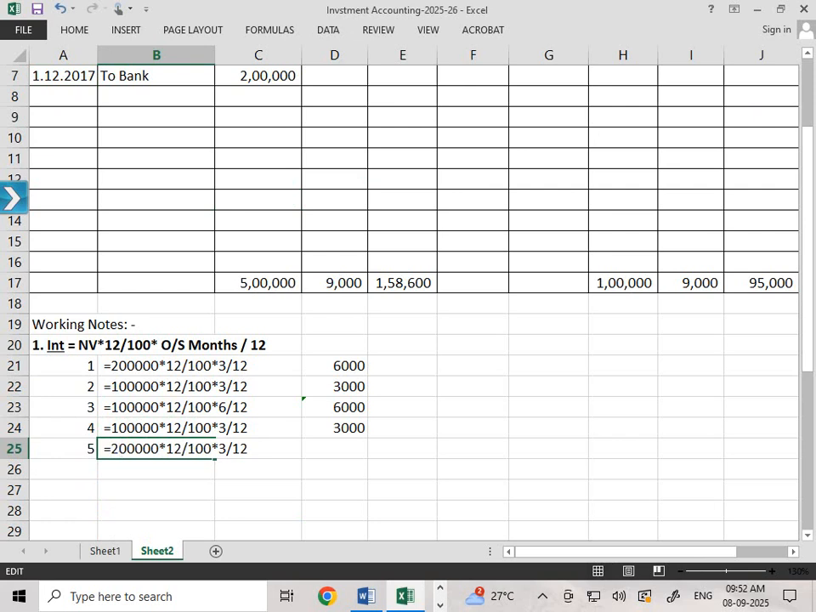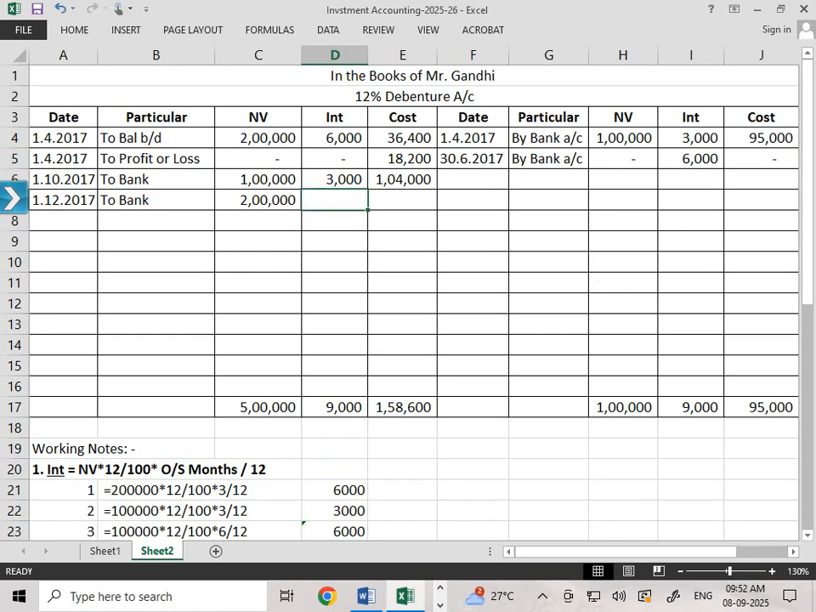Rate was 12. Now outstanding. So this is 1st December. So June, July, August, September, October, November. How many months? June gaya. July, August, September, October and November. How many months? 5 months. So here you have to take 5 months. How much it comes to? 10,000. So interest is what? 10,000.